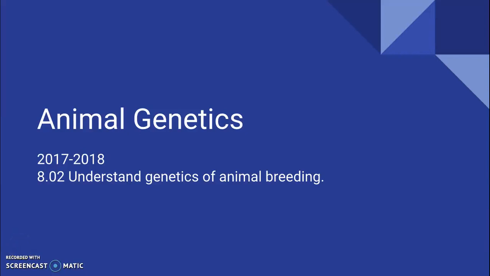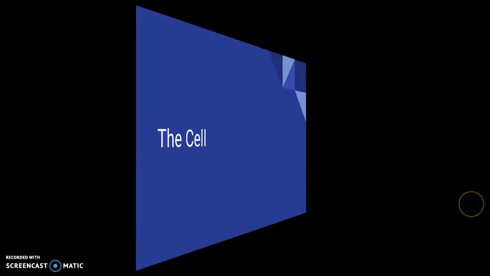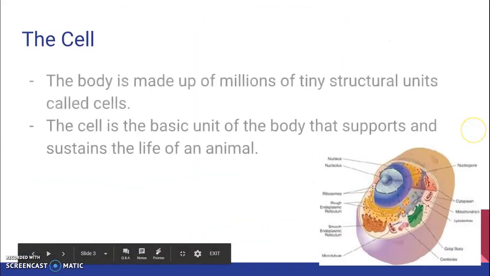All right, so now that we've talked about reproduction, we're going to talk a little bit about genetics and how traits are inherited from parent to offspring. In order to do that, we need to first look at the cell.